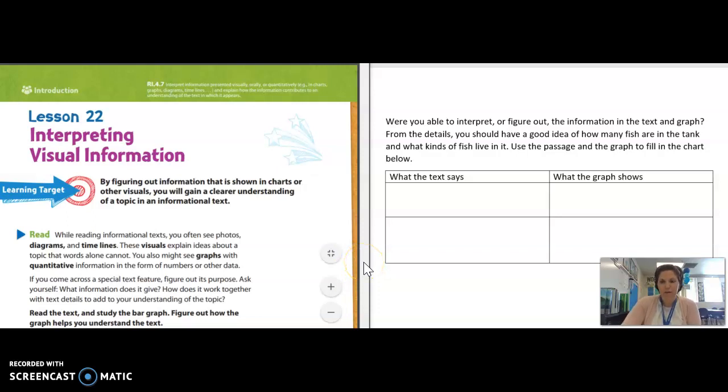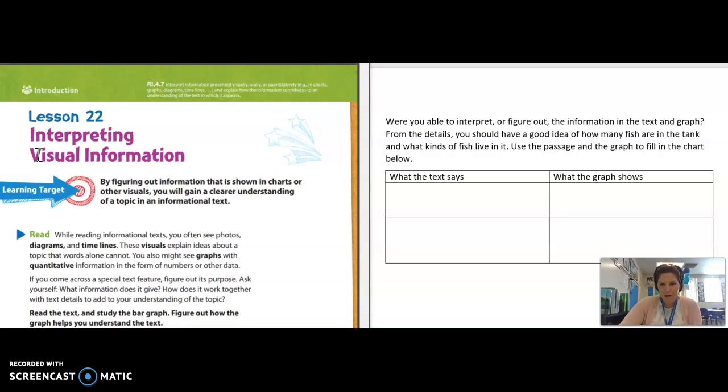So this week in reading, guys, you can see that we are looking at how we interpret visual information. So we know that as readers, we often come across nonfiction text, right? That includes all of these nonfiction text features, whether it's like a chart or a graph or a table or a caption or even just a photograph.